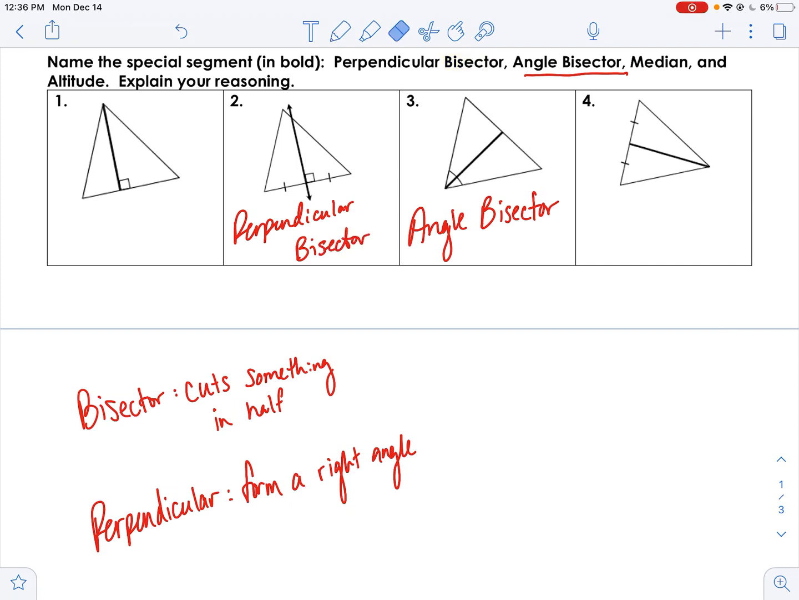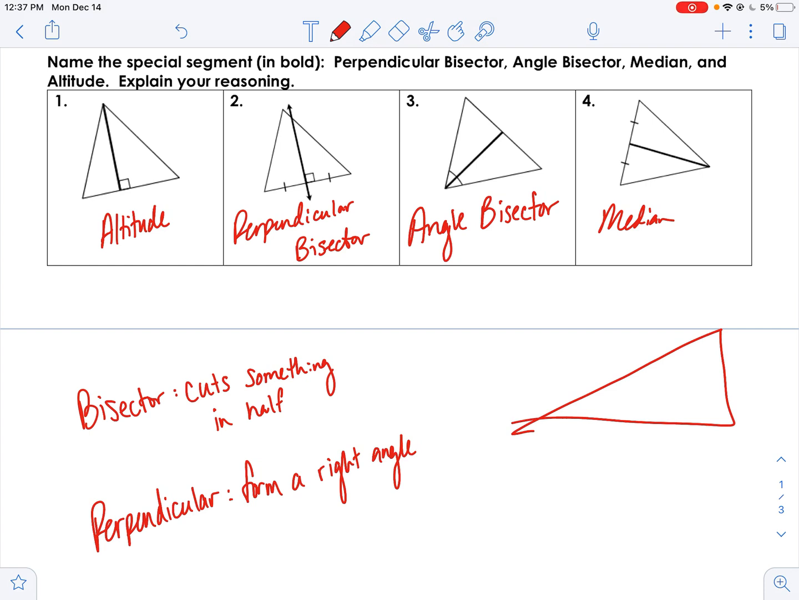And then we need our median and altitude. Our altitude, you think of a plane or your height, you measure it straight up and down. There's a right angle there, and our median goes to our midpoint. Now, these two are often mistaken for one another. And the way that you can tell the difference between a perpendicular bisector and a median is that a median always goes through the vertex and does not have a right angle.